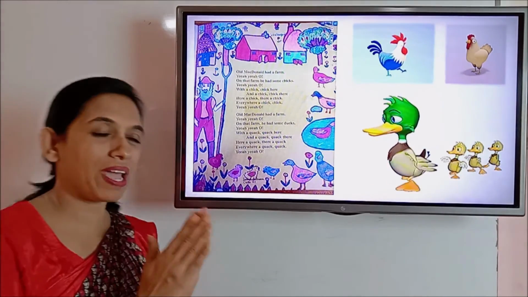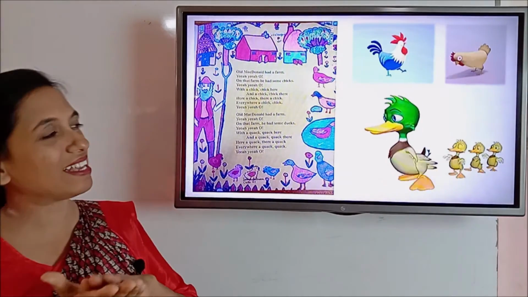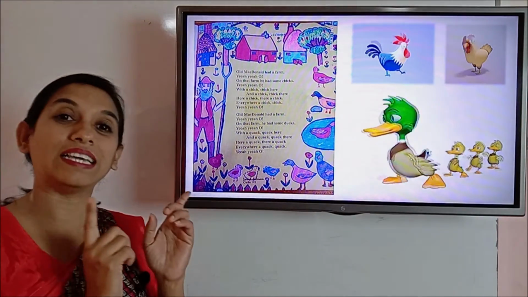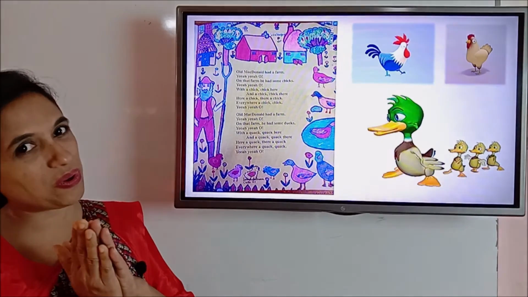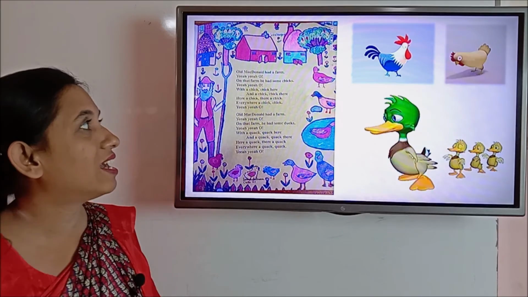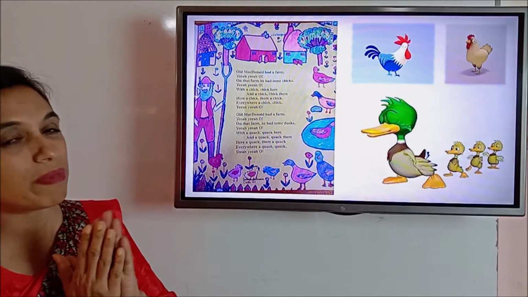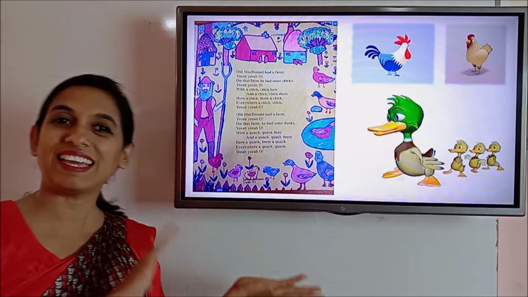Rhymes. Old MacDonald had a farm, E-I-E-I-O. On that farm we had some chicks. E-I-E-I-O. With a chick chick here and a chick chick there. Here chick, there chick, everywhere chick chick. Old MacDonald had a farm. E-I-E-I-O.